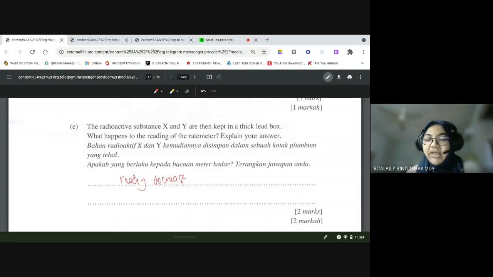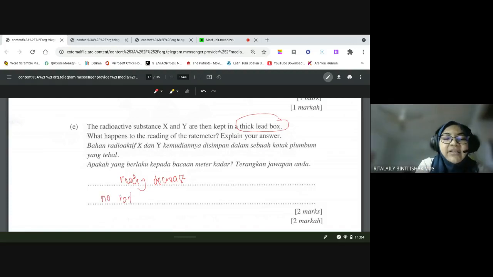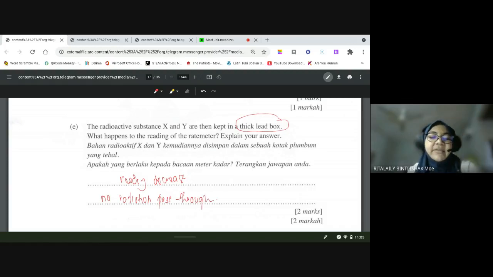Okay, ataupun actually bukan some radiation tau. Radiation cannot pass through thick lead box. Gamma tak lepas, beta tak lepas, alpha pun tak lepas. Okay, no radiation pass through. Tapi kenapa tak kosong? Dia decrease je. It only show background radiation.